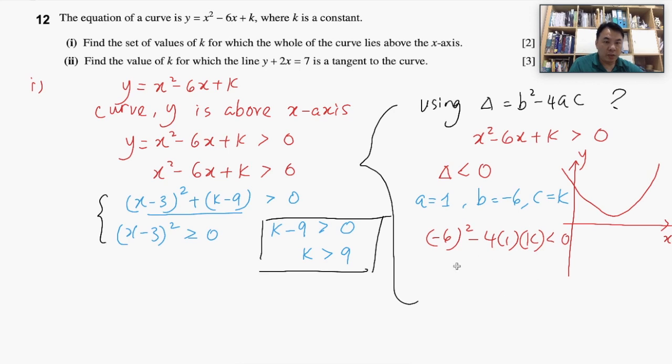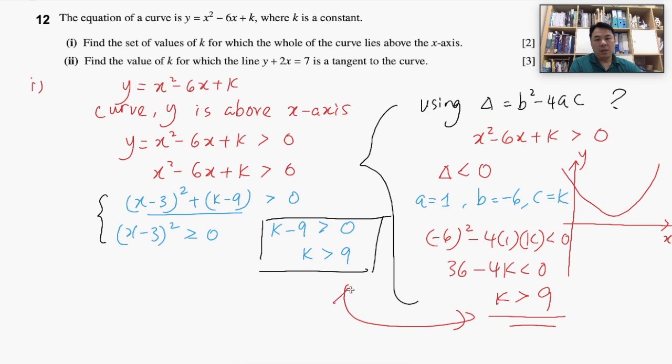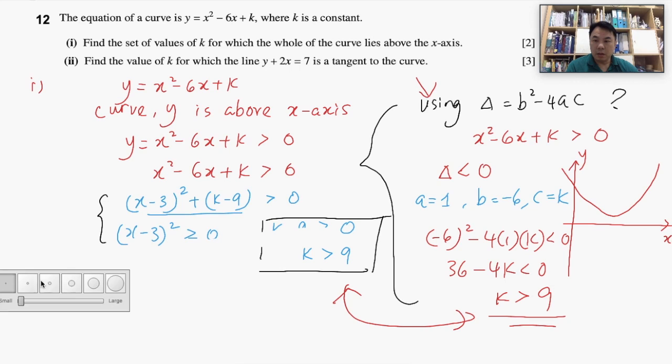By solving this, I have 36 minus 4k less than 0. k must be more than 9. So you can see that both of these answers tally with each other. So you can use either method. But knowing that discriminant can be used, you will have to have a certain understanding of what we are looking at here. Or if you're not sure, you can always depend on the completing the square method. Right, so we are clear on that.